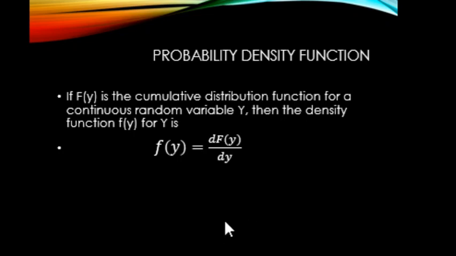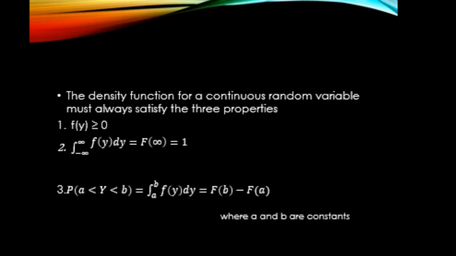In most cases, we will be given the function f of y, and then we can integrate that function to calculate the cumulative distribution function. Okay, so here is how we will approach the properties of the density function for a continuous random variable. f of y is positive. It's always greater than or equal to 0 because it defines the probability distribution. So it has to be positive.